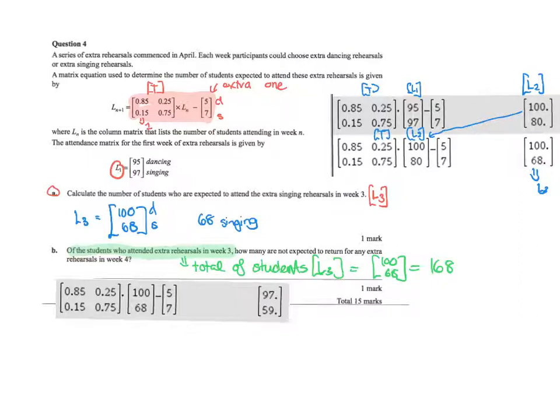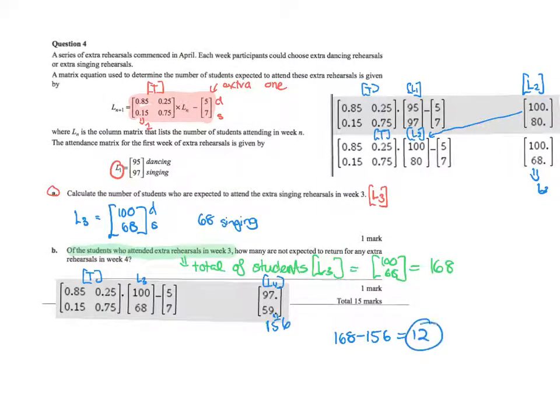How many of those are not expected to return for any rehearsals in week 4? Oh, we don't really... well, here, if you have a look, this is week 4. I've done week 4 here. You could do it a number of ways. So we did L3 and then we found this is L4. If you add them together, what's that? 156, yeah? And if you look, what's the difference? 168 minus 156 equals 12.